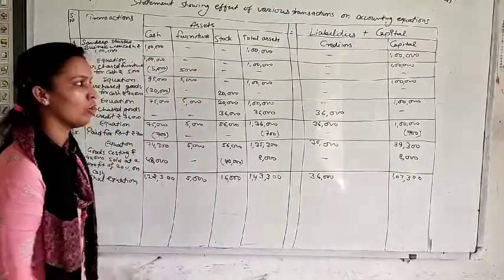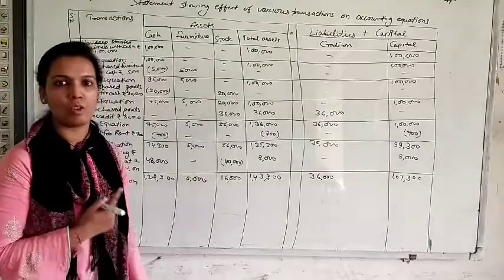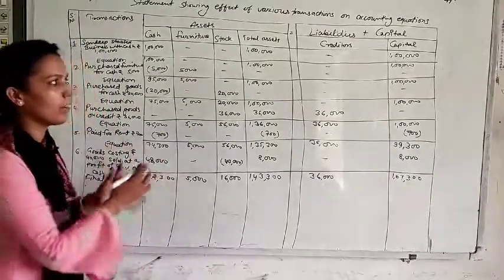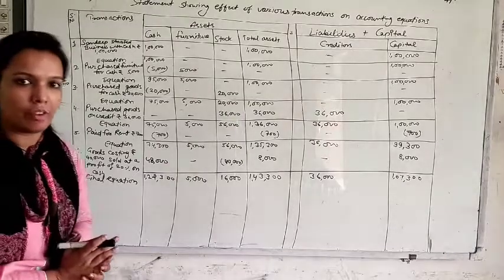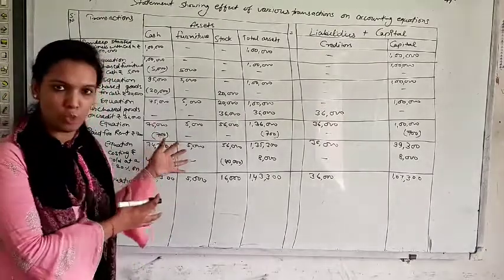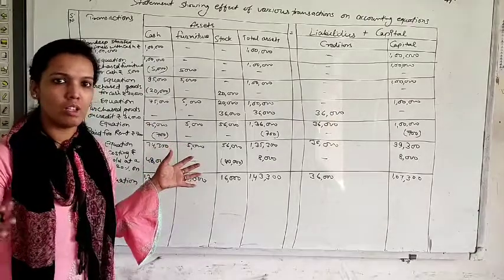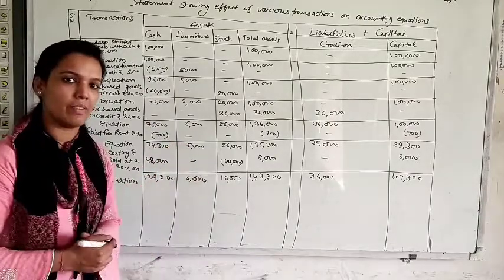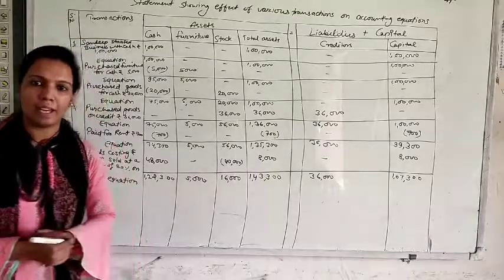So this was your basic or first question of this chapter, on how we show our transactions in the form of an equation. Okay, so on the basis of this, try to revise this question. If you are able to solve it, solve the next question also. Otherwise, in the next video we will solve the second question.